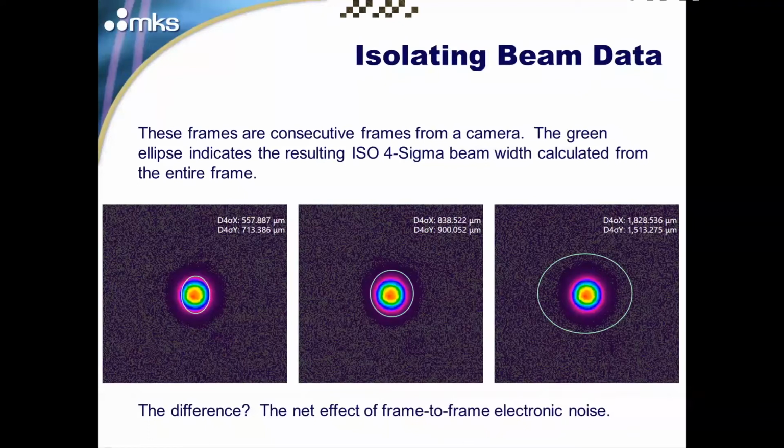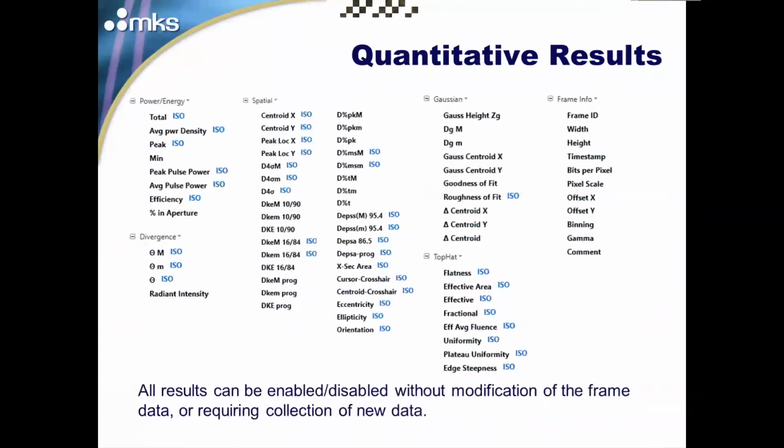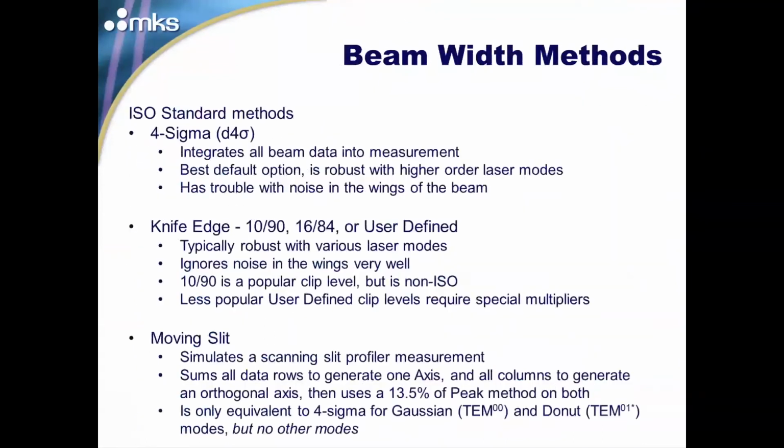So 4 Sigma requires good baseline calibration, good aperturing. You really want to get to your ideal beam profile data to get a stable and robust 4 Sigma width. Knife Edge is typically robust with various laser modes, and it does ignore noise out in the wings very well. 1090 is very popular as clip levels, but is non-ISO, which that is only really a consideration if that ISO standard and that consistency is important to you.